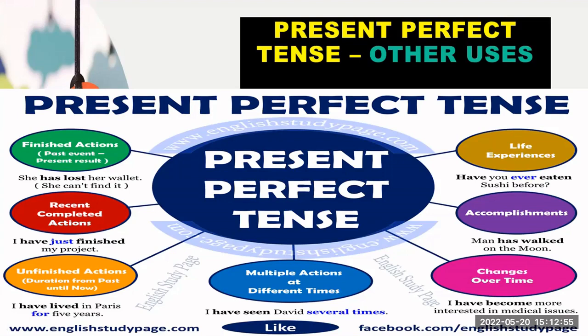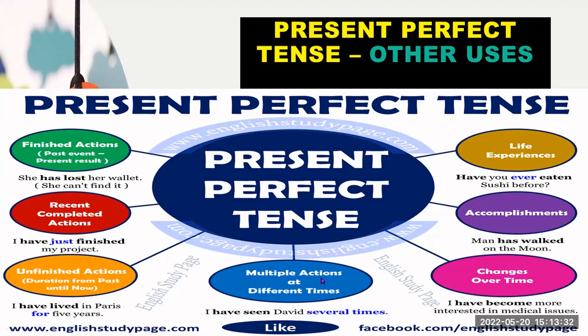Then another is to talk about finished action that happened over a period of time, a duration from the past until now. For example, I have lived in Paris for 5 years. I started living in Paris 5 years ago, and there's nothing to show I am no longer living there. I still live in Paris. And I'm reporting the duration, the period of time that I've spent so far in Paris. I have lived in Paris for 5 years.